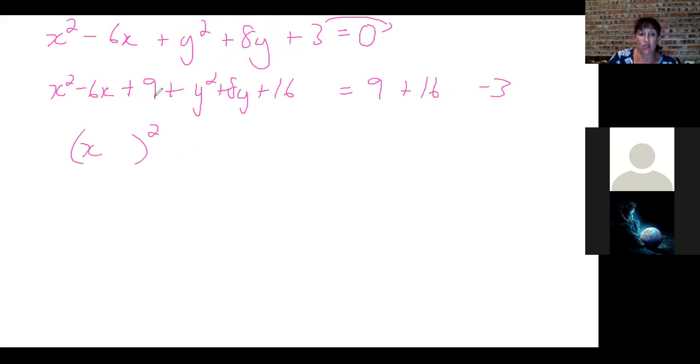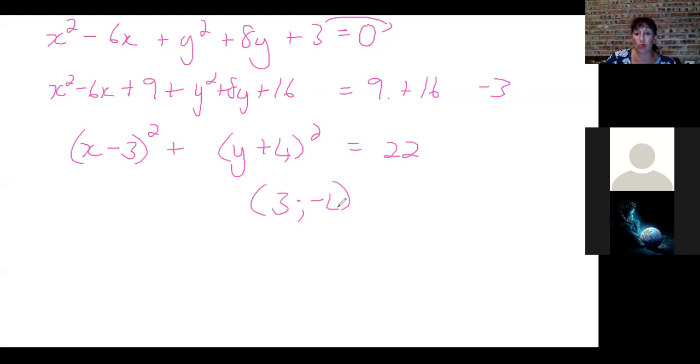Square root, that sign. Right? And then these three terms will form a bracket squared, square root of y squared, square root of 16. That sign. 9 plus 16, 25, minus 3, 22. Right, so your center is plus 3, the opposite sign, and minus 4, the opposite sign, and the radius is root 22. Okay. You are very likely to get a question like this somewhere in your analytical geometry.